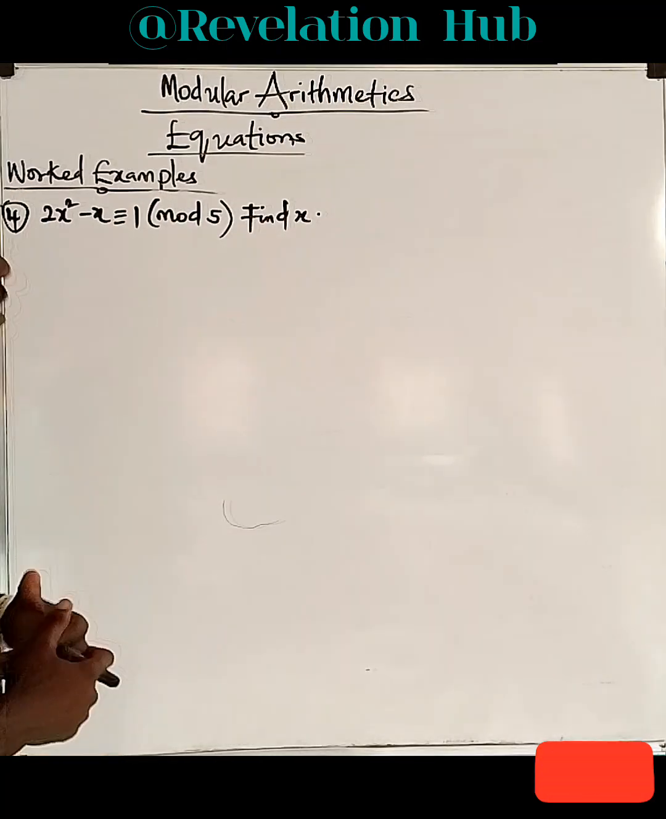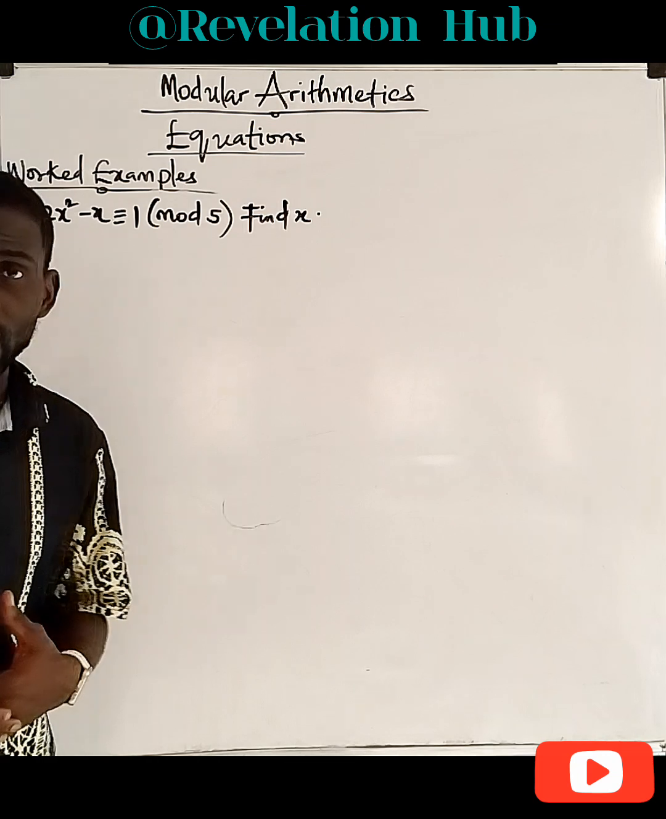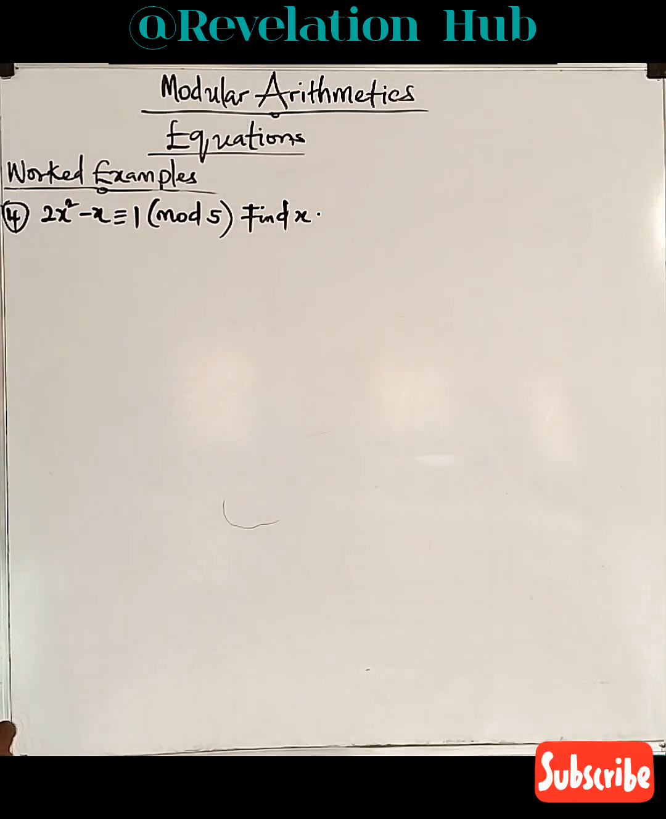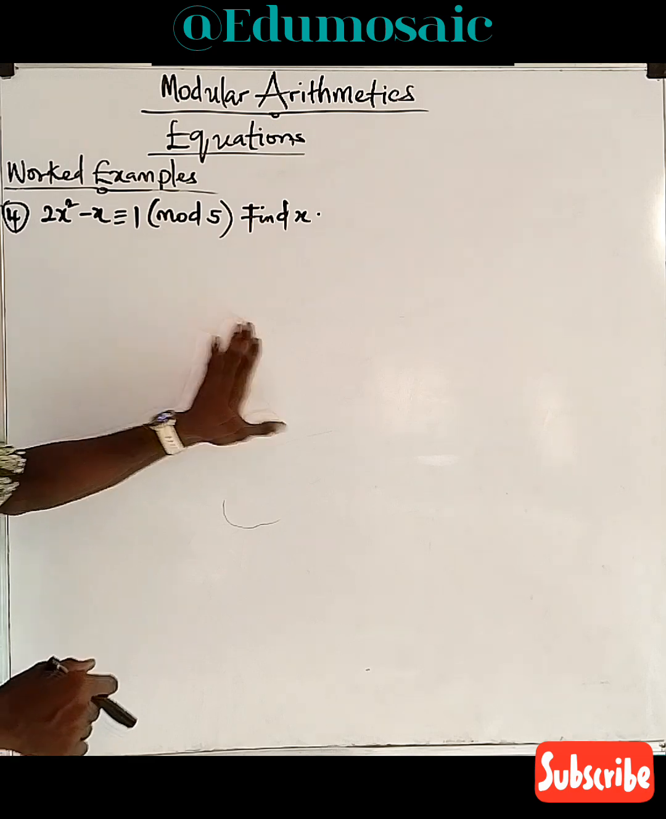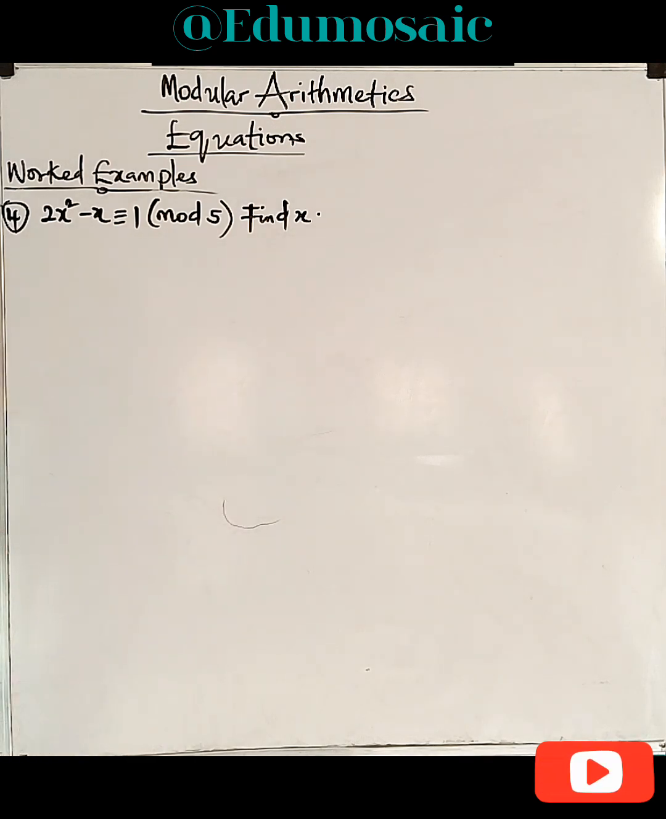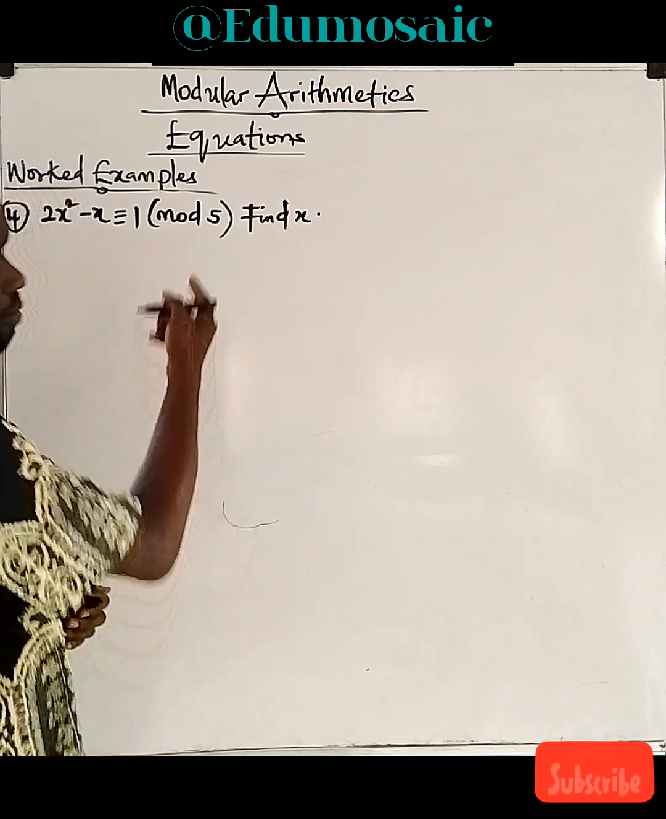If you have the basic knowledge of how to factorize or how to solve for the values of x in quadratic equation, you will not have a problem with this. So 2x squared minus x equivalent to 1 in modulo 5. We are asked to solve for the values of x. So what are we going to do? We're going to get the multiples of this very modulo we're talking about.